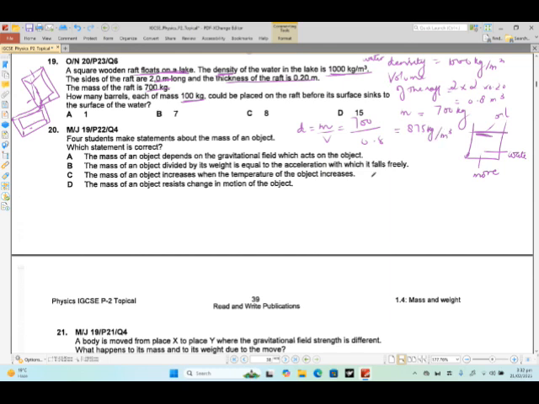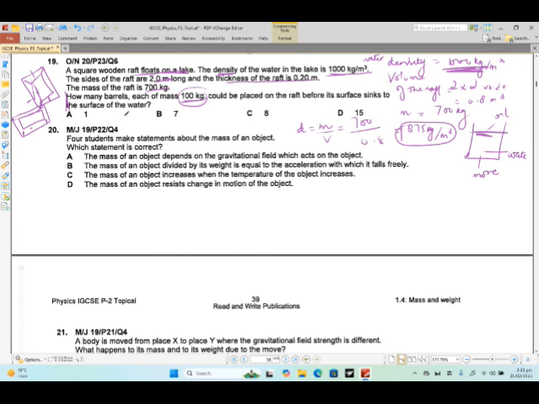We have calculated this. Now the second part of the question asks: how many barrels, each of mass 100 kgs, could be placed on the raft before its surface sinks to the water. Now for the raft to sink, its density should become more than that of water. It floats when its density is less than the density of water, and it sinks when its density becomes more than that of water.